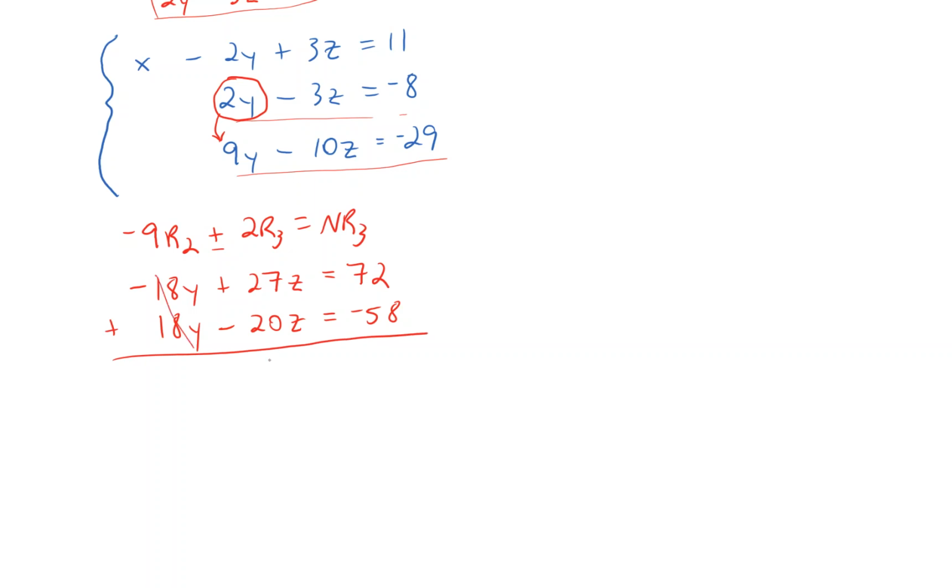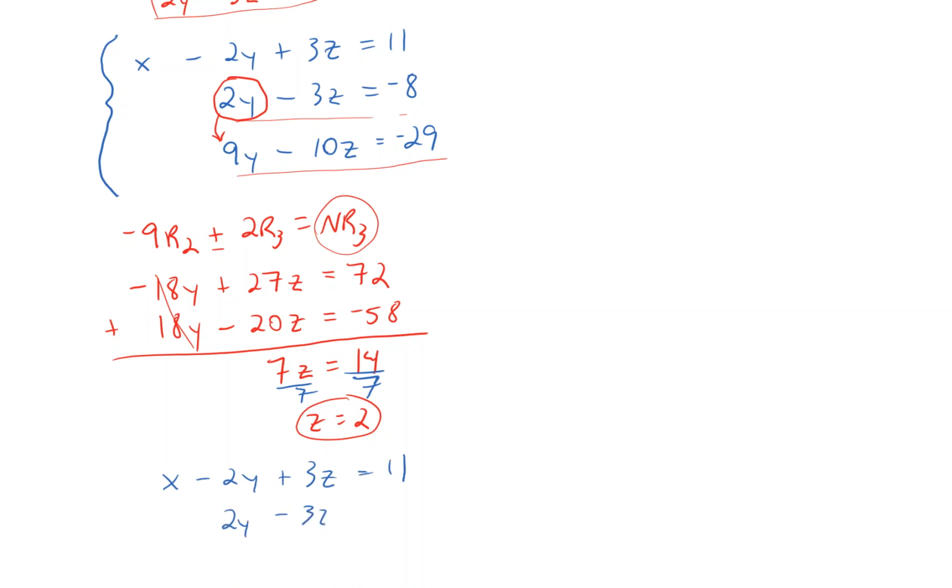So these guys cancel, and then I get 7z equals 14. And again, both sides here are divisible by 7, so I'll go ahead and divide both sides by 7. So I get z equals 2. Okay? So that's my new row 3. So let's rewrite our system. Row 1 didn't change. x minus 2y plus 3z equals 11. Row 2 didn't change. 2y minus 3z equals negative 8. And row 3 is new. z equals 2.